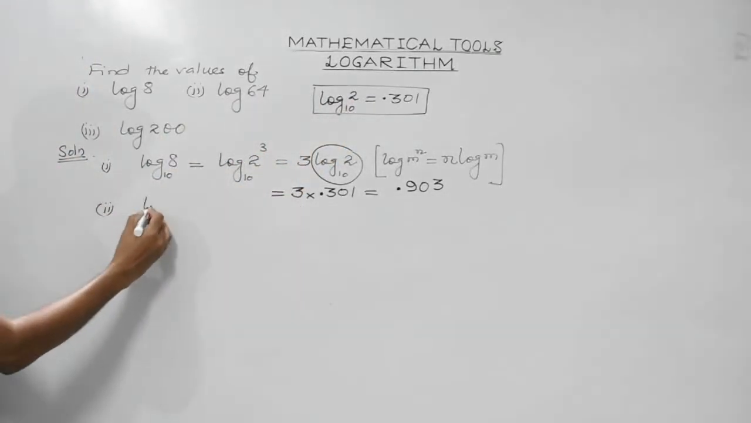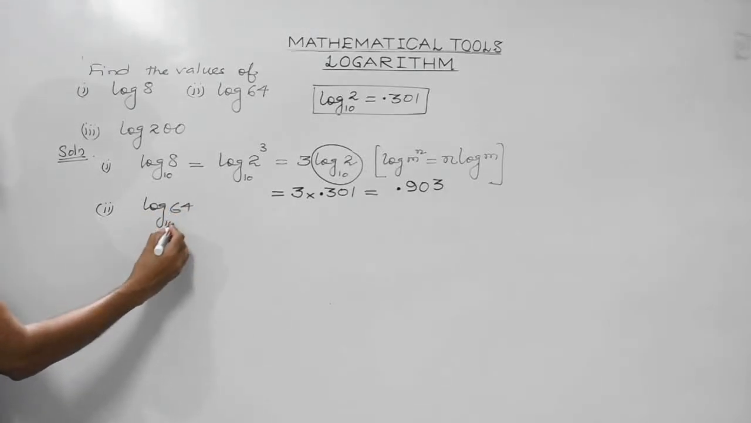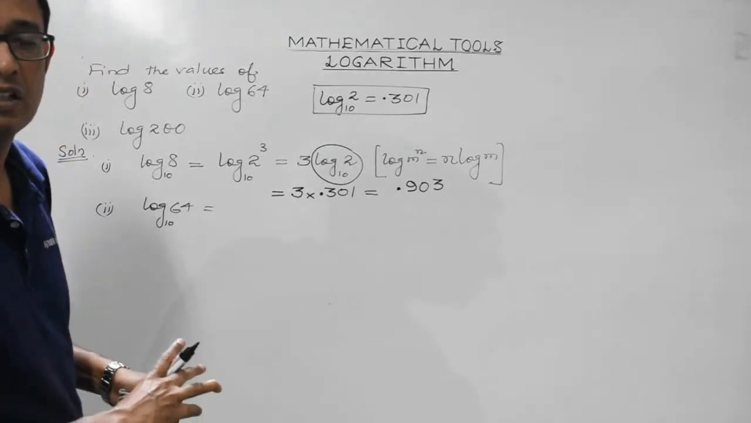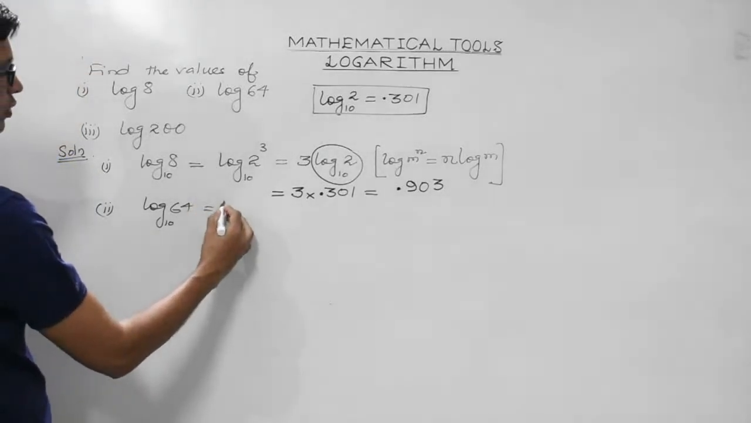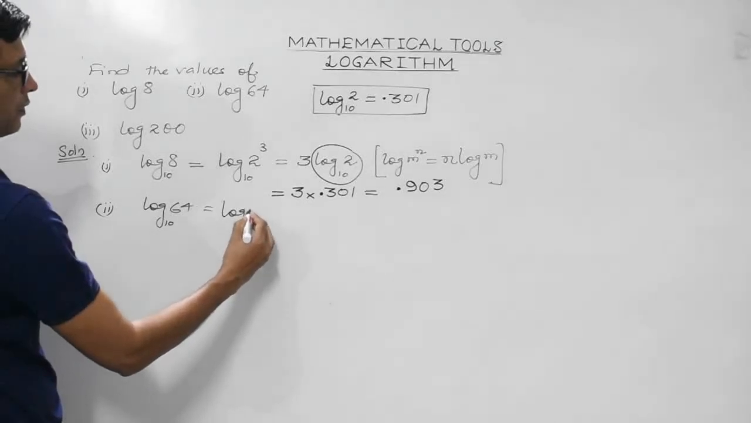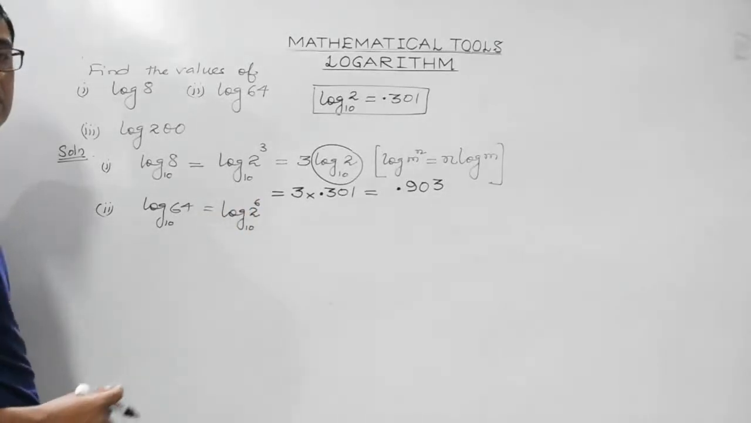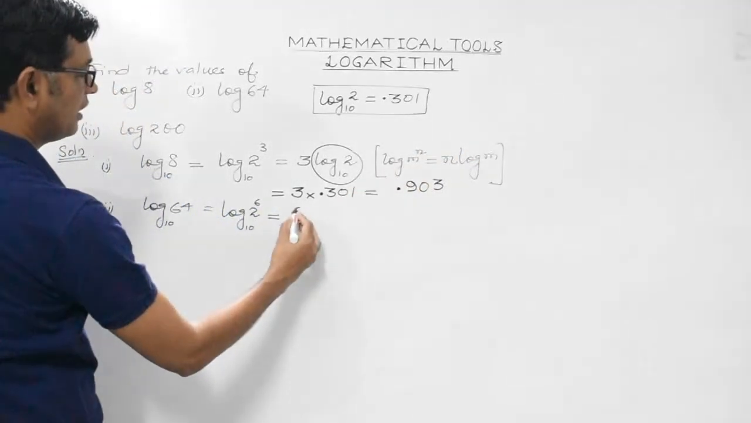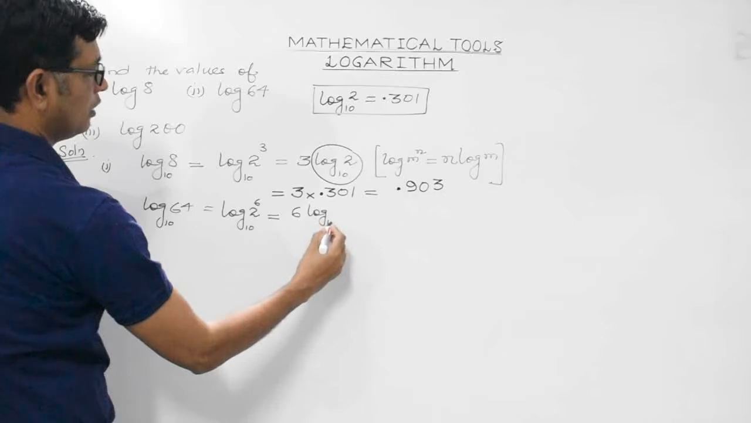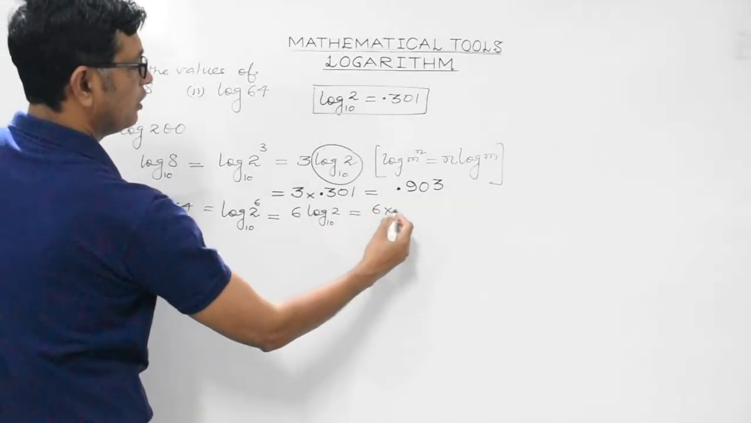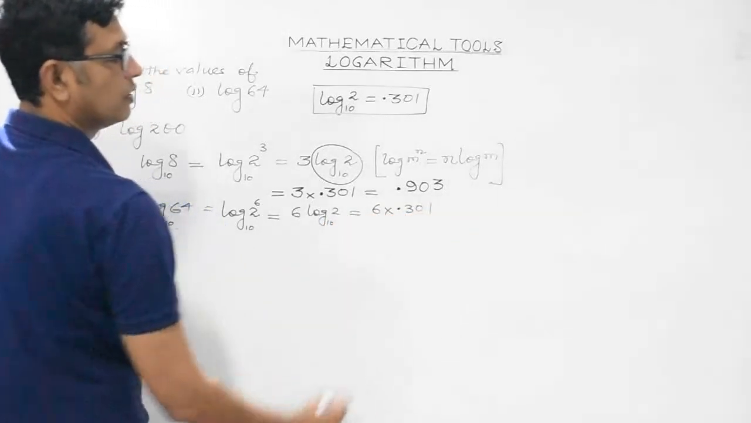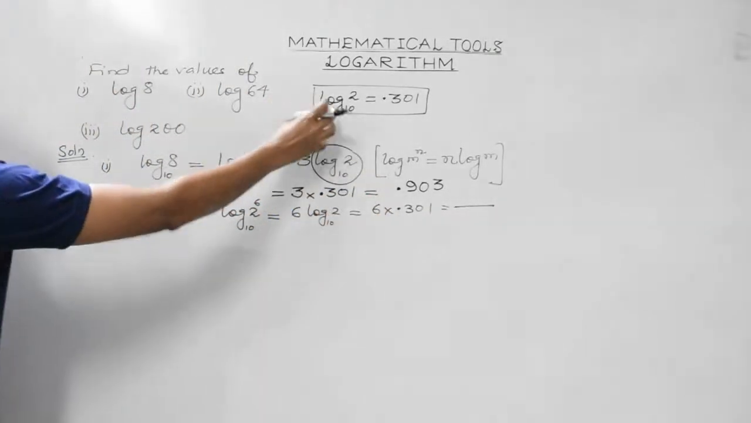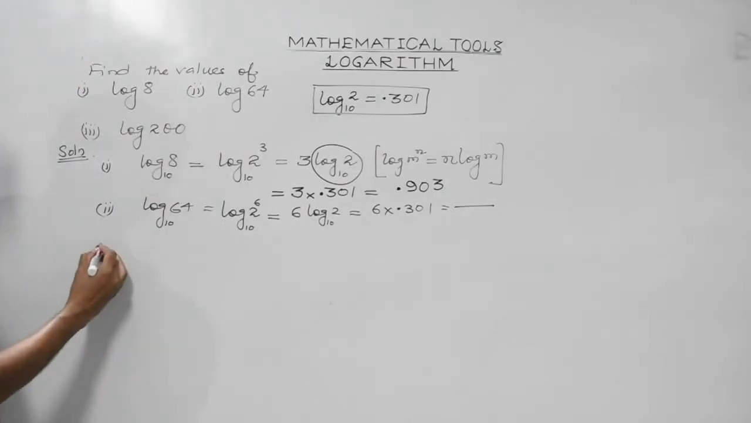Let's try the second one. Log 64. If nothing is written, no base is given, it is understood that we need to consider 10 as the base. That is, common logarithm is to be considered. So, can it be written as 2 to the power 6? Using the same rule, we can write 6 log 2, which will give us 6 into 0.301. So, that can be easily solved. That is how we make use of this result.